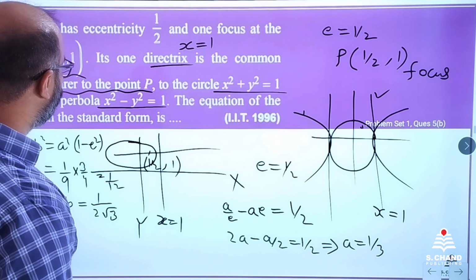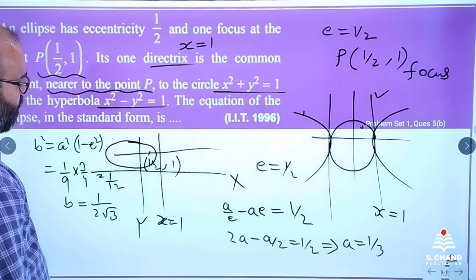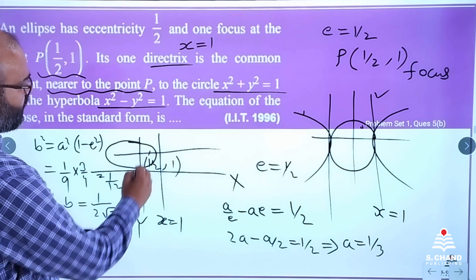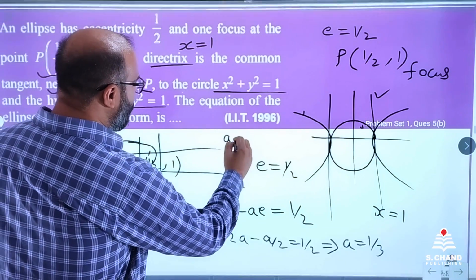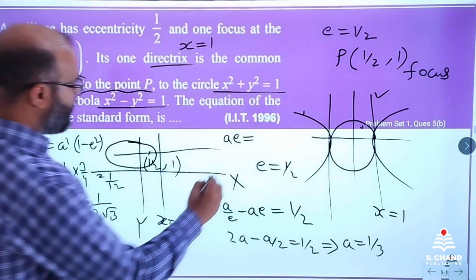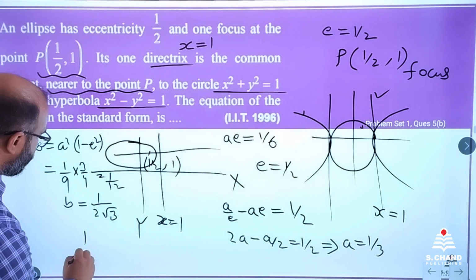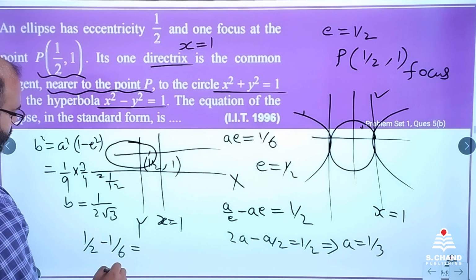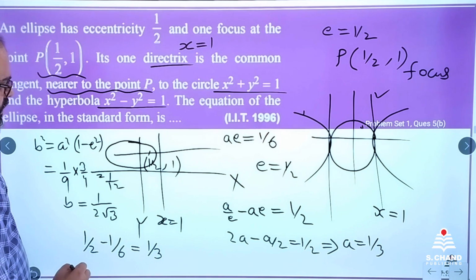Now the equation of the ellipse in the standard form, its center also we haven't found out. We have to find its center also. So what is the difference between the center and the focus? That is AE. So AE is actually equal to, A is 1 by 3, E is 1 by 2. So AE is 1 by 6. So the center will be half minus 1 by 6, that is equal to 2 by 6, that is 1 by 3. So yes, the center is 1 by 3.